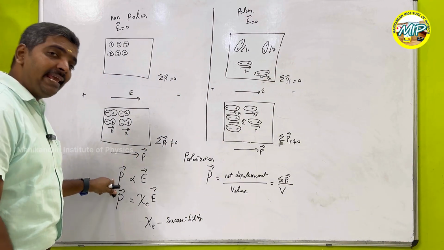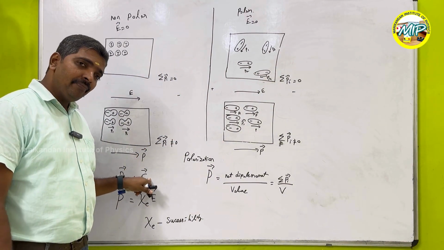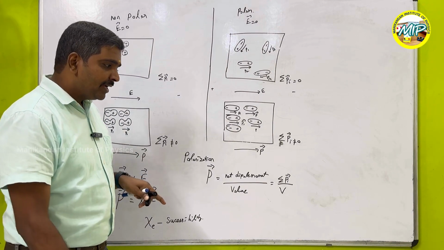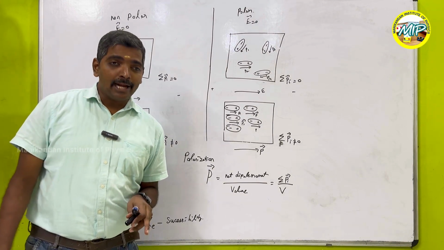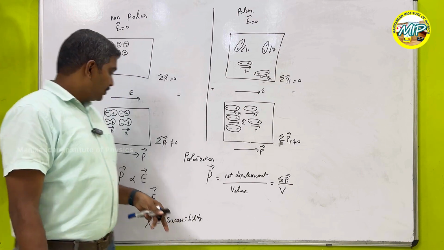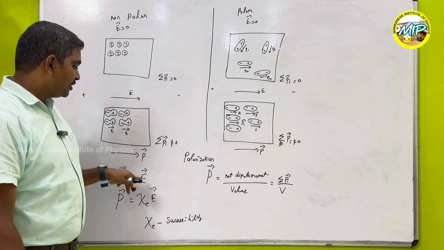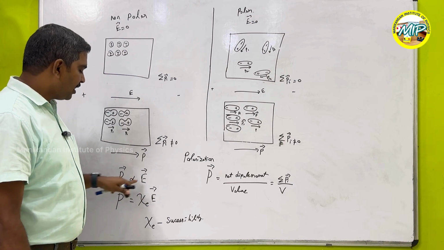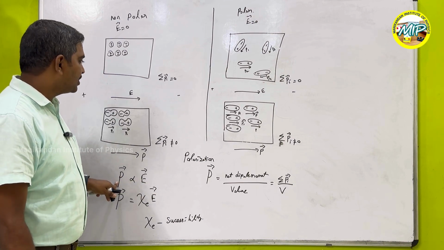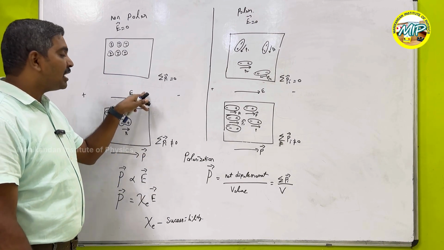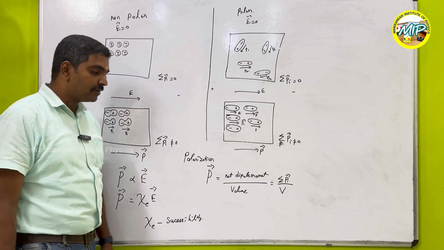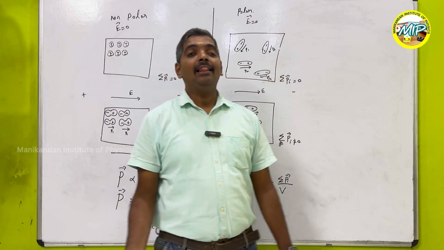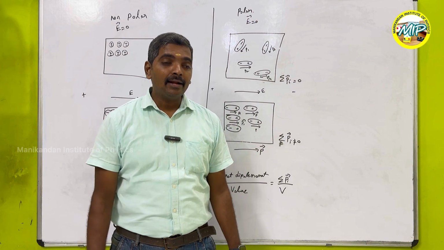If my P is directly proportional to my E, we have a technical term, linear isotropic dielectrics. What is meant by that? My electric field is directly proportional to my polarization. If the electric field increases, polarization also increases. When my electric field is parallel to the polarization vector, it's called a linear isotropic dielectric.